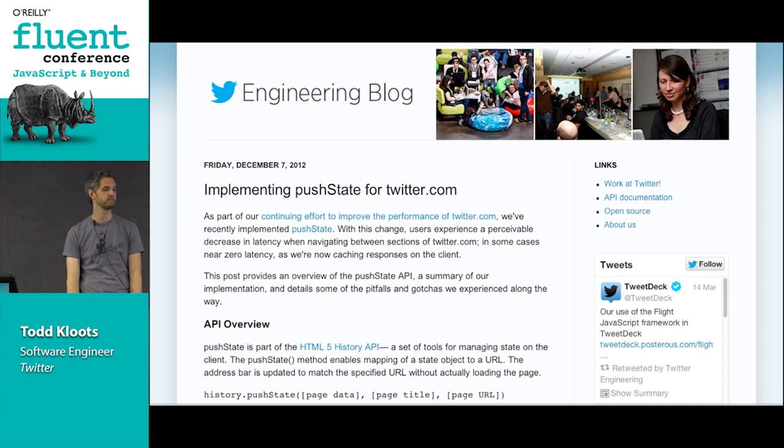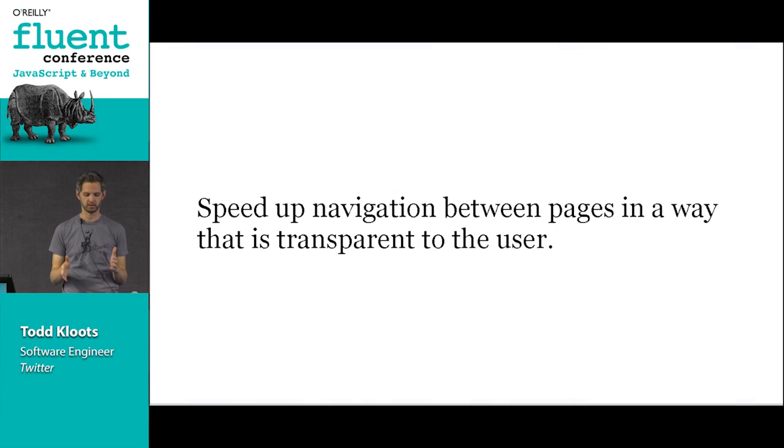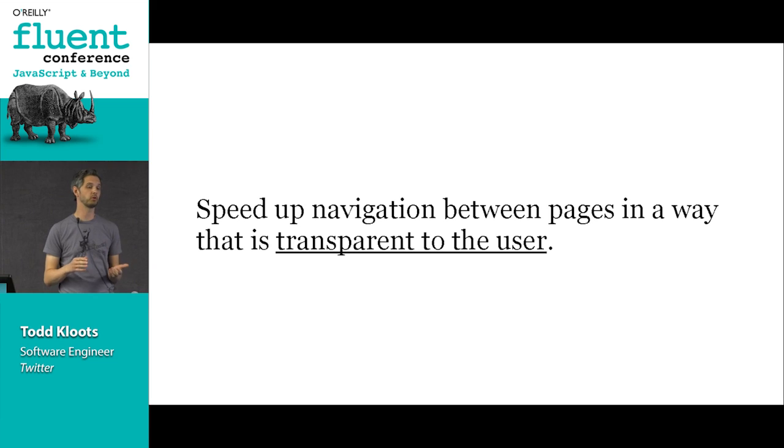From our vantage point at Twitter, we saw the history API and pushState, specifically the primary benefit of giving us the opportunity to speed up navigation between sections of our site, but to do so in a way that was completely transparent to the user. And it's that second part of that sentence, that transparent to the user part, that up until somewhat recently wasn't really possible.